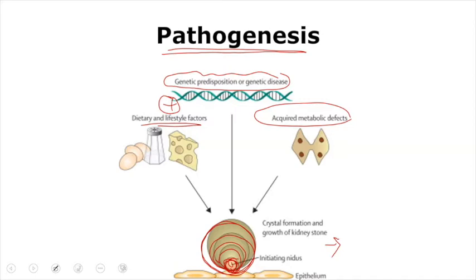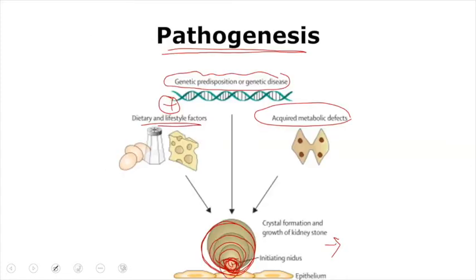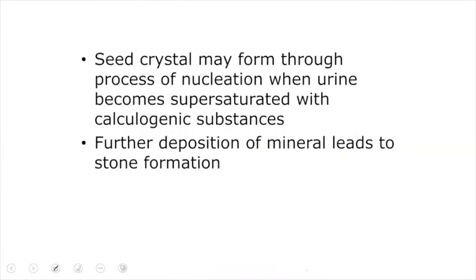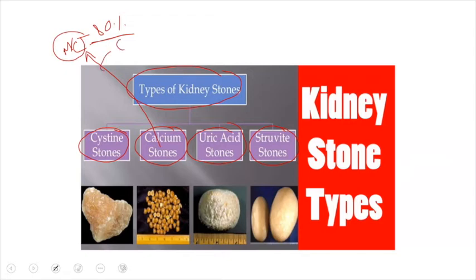Now let us discuss the different types of stone that we can see in nephrolithiasis. As I've already said, there is an initiating nidus, and this initiating nidus is different in different types of renal stone. The types of renal stone can be cystine stone, calcium stone, uric acid stone, or struvite stone. It's a matter of fact that calcium stones are the most common. Usually they are 80% of all the stones that we see in the renal tract, and calcium stone can be in the form of calcium oxalate or calcium phosphate. I'll be telling why we are discussing these two in a single pattern.